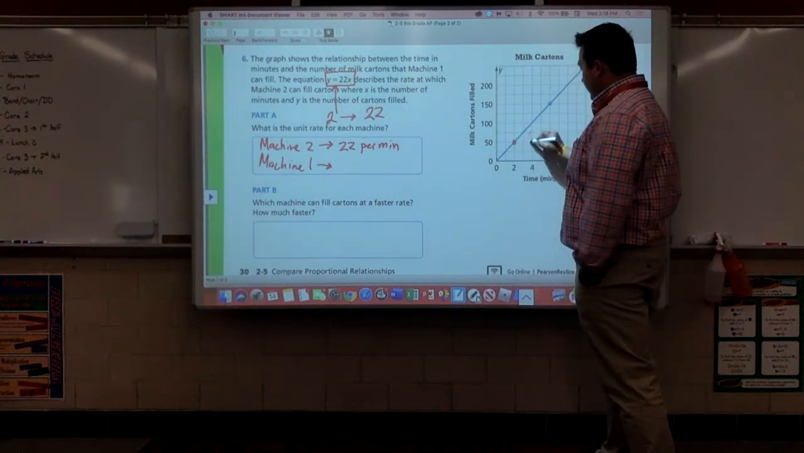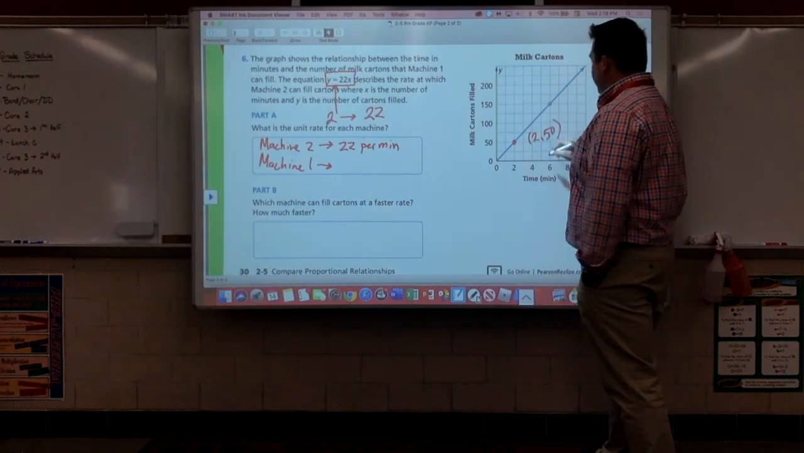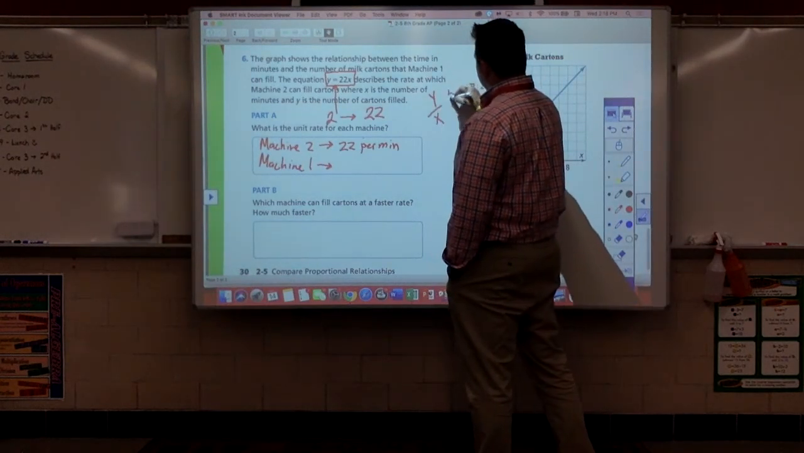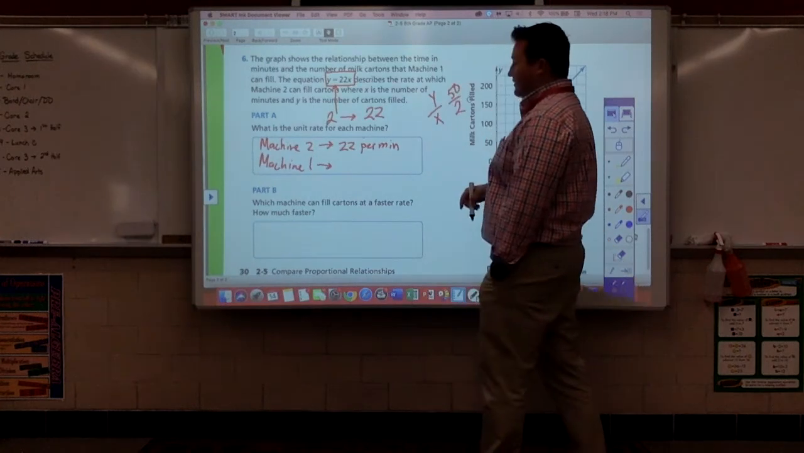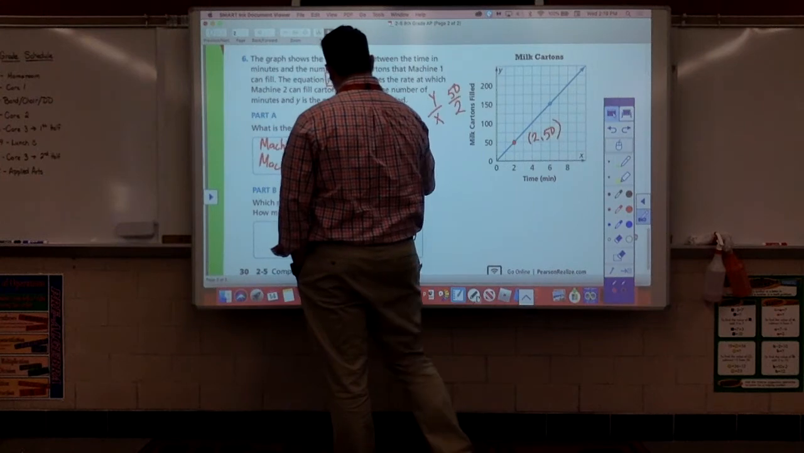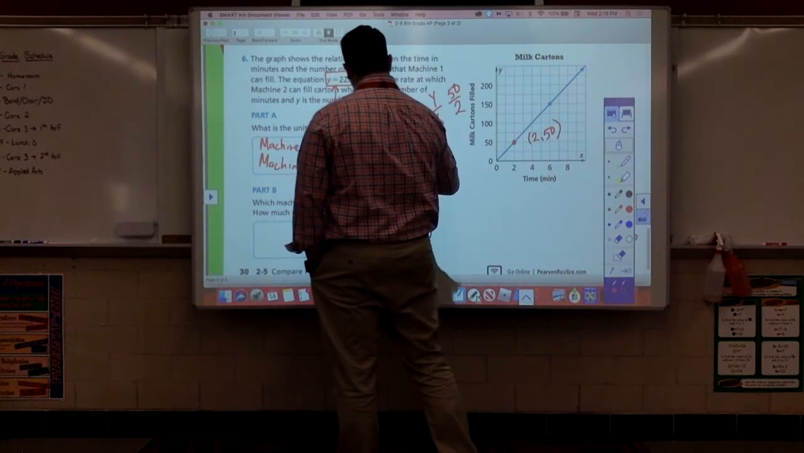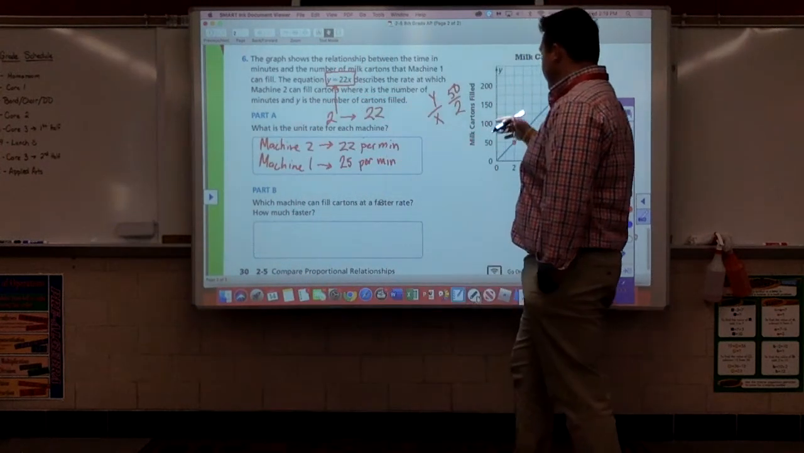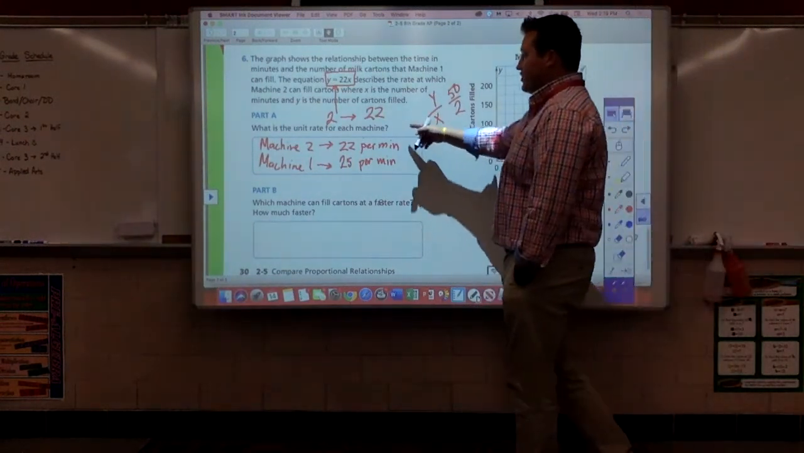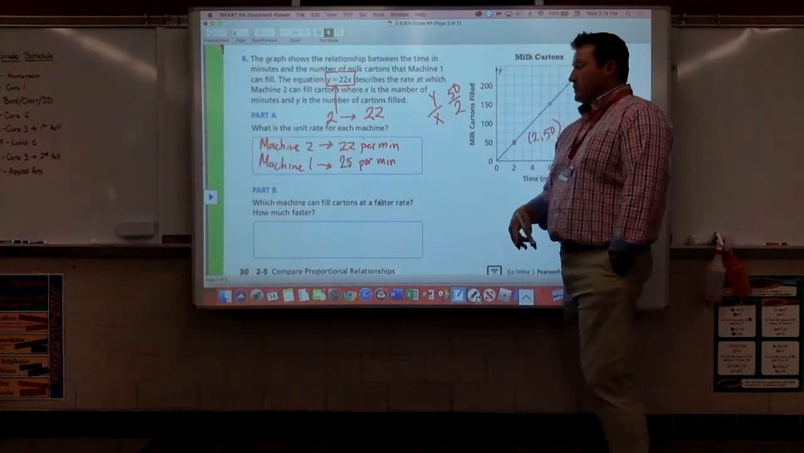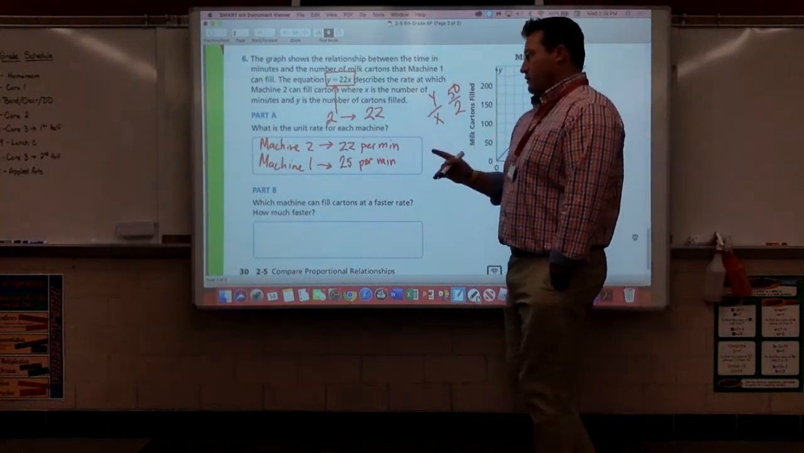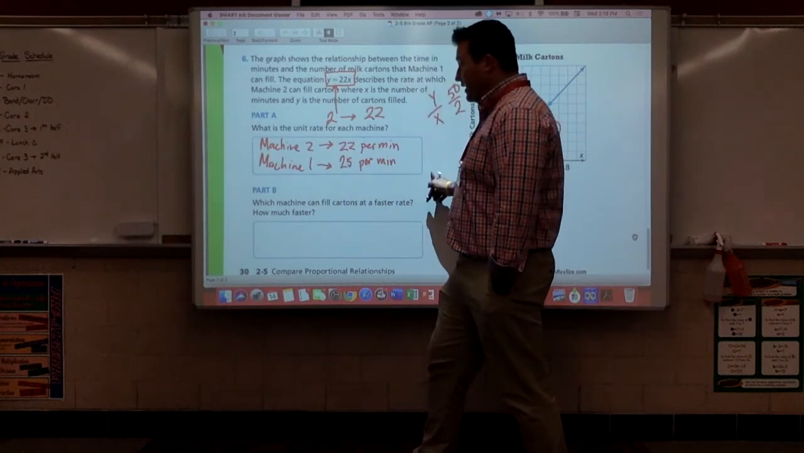I like this point right here. Good point. 2, comma 50. Y divided by X. 50 divided by 2. What is that, guys? 25. 25 per minute. So again, this is how many cartons each machine can fill. So what is the unit rate for each one? Which machine can fill cartons at a faster rate? That would be machine 1, guys.